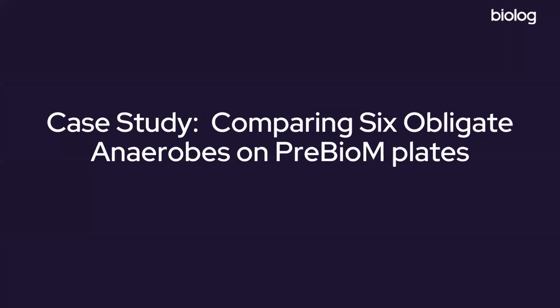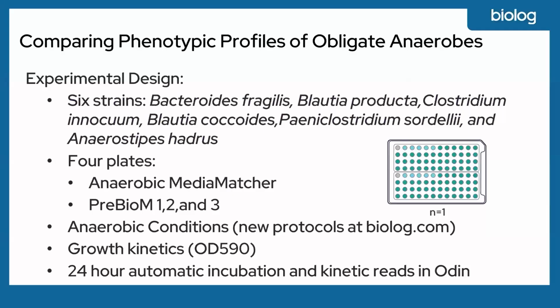Here is our case study. 6 obligate anaerobes encompassing commensal, probiotic, and pathogenic bacteria relevant to the gut microbiome will be compared. 4 types of plates will be used for this comparison, including the anaerobic MediaMatcher, PreBioM 1 featuring simple sugars, PreBioM 2 featuring complex sugars, and PreBioM 3 featuring food extracts.